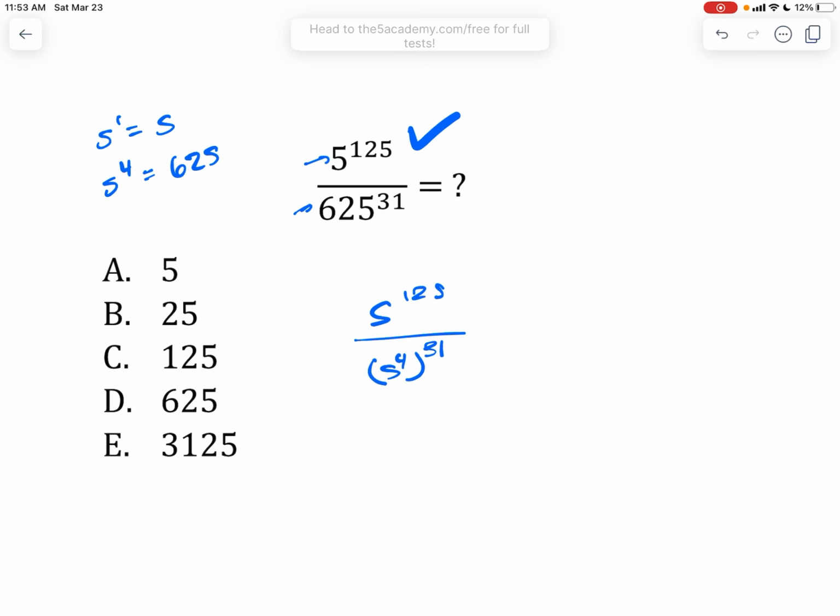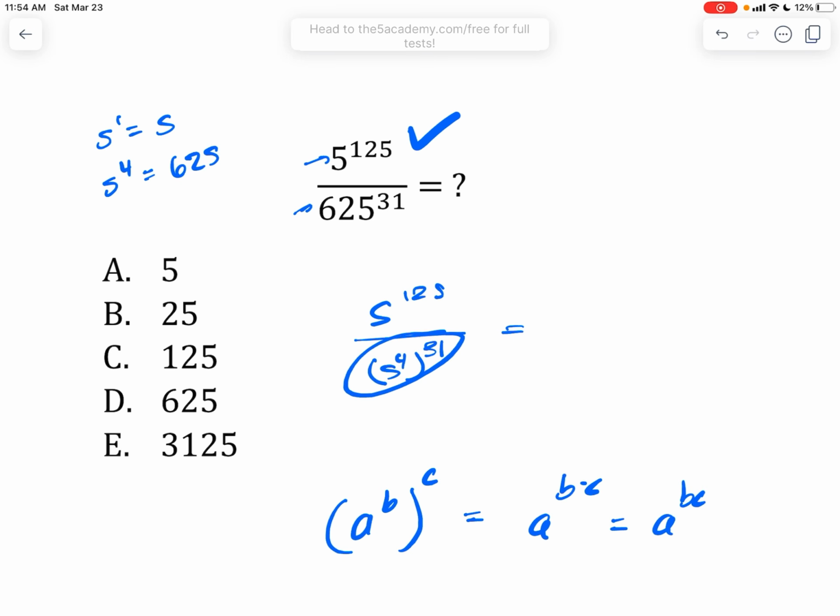So 5 to the 4th, all to the 31, okay? So I just rewrote it. Nothing changed here. Now, there's an exponent rule that says if you have a base raised to an exponent, and then you have another exponent on top, the output of that is just multiplying the two exponents together, okay? So this would be a to the bc.